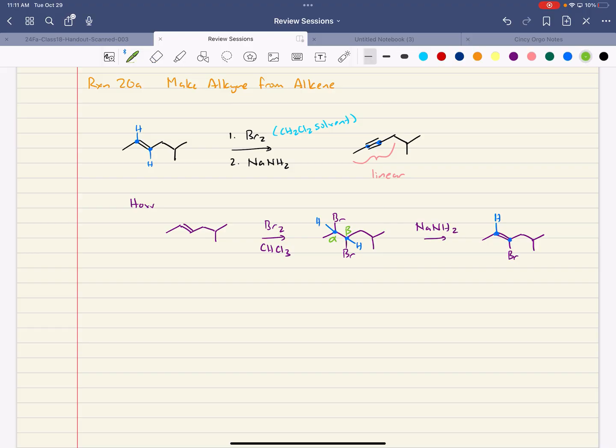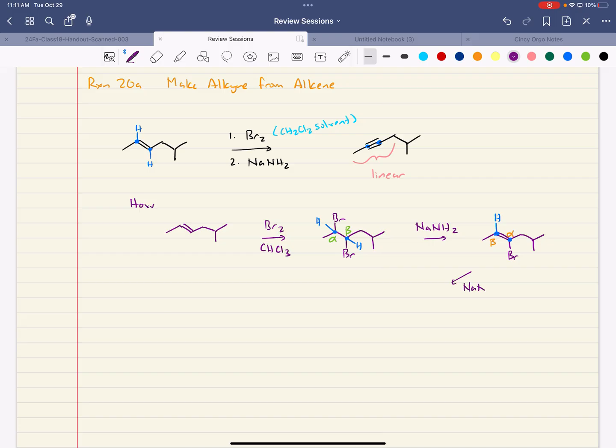Again, there's a mechanism, but I'm not showing it. It's either going to be too cluttered, or I just want to stay consistent. You work on the mechanism at home. What if I want to remove the other bromine? So that becomes a new alpha, and now I have a new beta. And I am trying to make the triple bond between the two carbons.